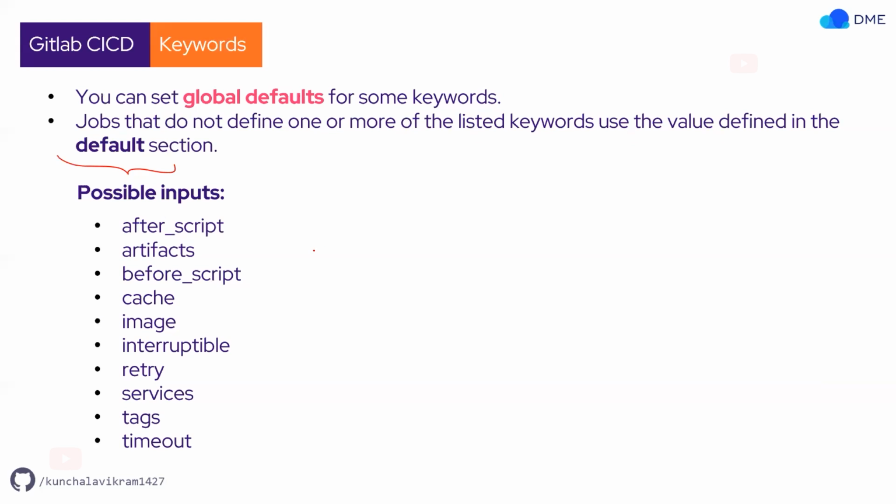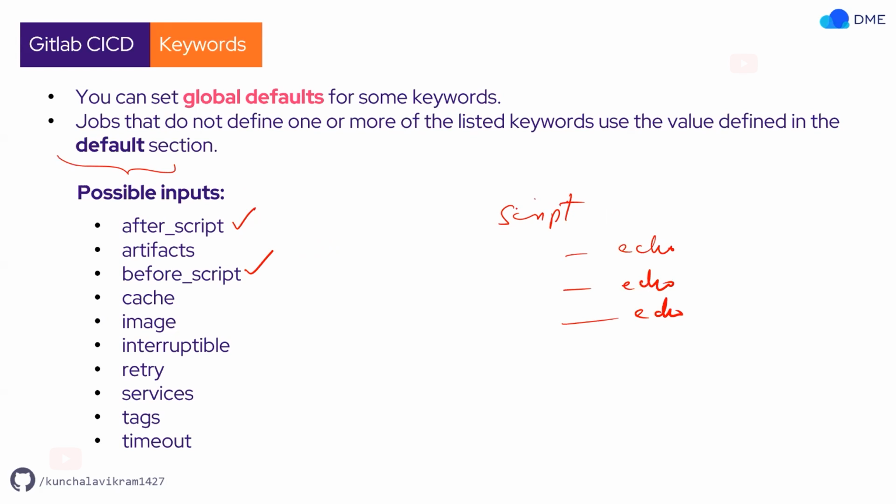how many times a particular failed job should retry, what the timeout is. And then here you have something known as after_script and before_script in GitLab. You know what a script block is, right? It will simply execute whatever shell commands that you write.